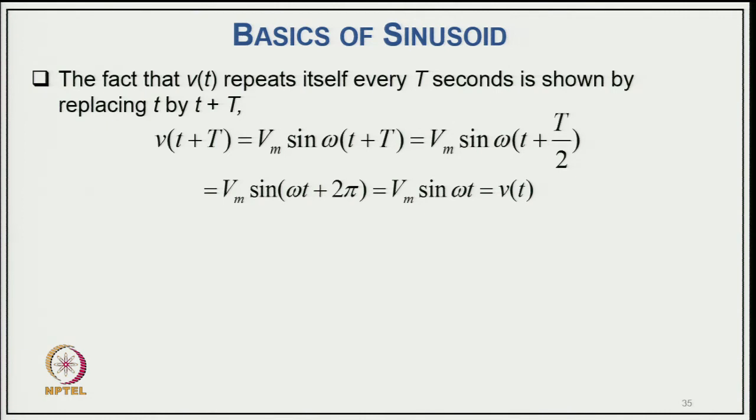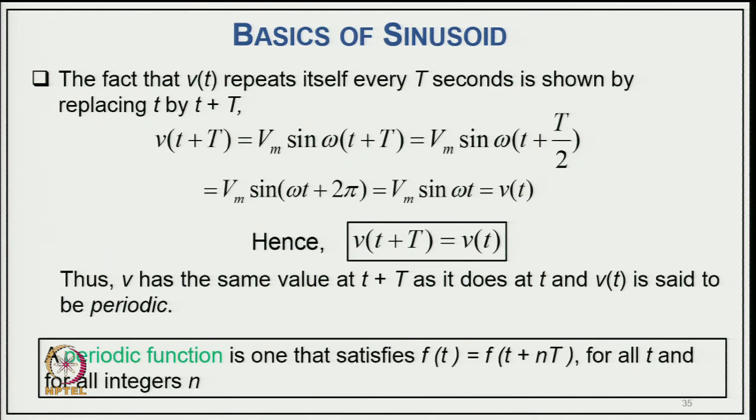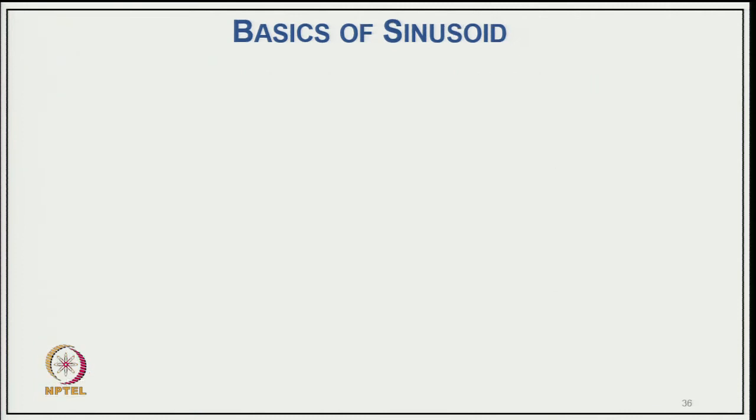So v(t+T) will be equal to Vm sin ω(t+T), which is Vm sin(ωt + 2π), equal to Vm sin ωt, that is equal to v(t). Hence v(t+T) equal to v(t), that is, it repeats in the same manner. Thus we have the same value at t+T as at t, and v(t) is said to be periodic. A periodic function is one that satisfies f(t) equal to f(t+nT) for all t and for all integers n.